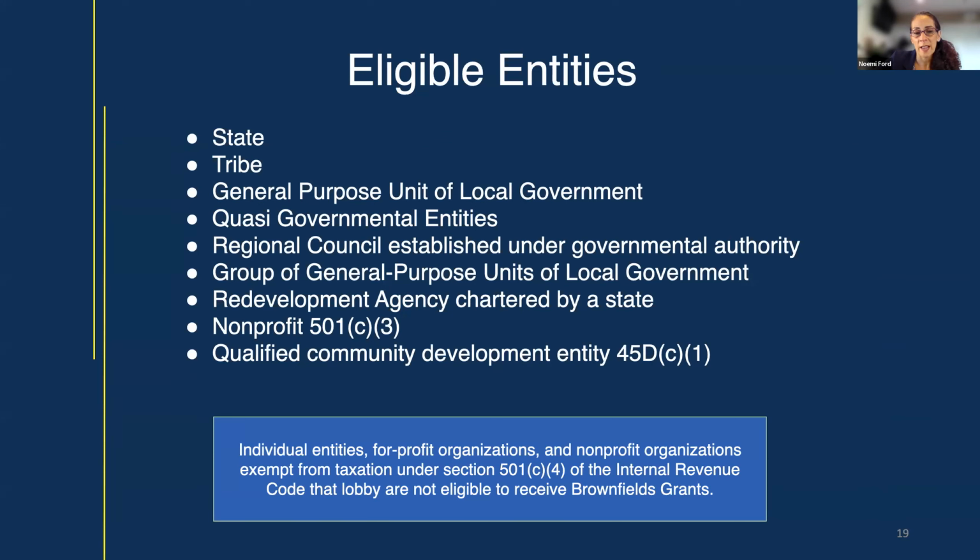For a nonprofit, it has to be a 501c3. For qualified community development entities, it's a 45 D. Individual entities, for-profit organizations, or nonprofits that have a taxation under the 501c3 are not eligible to receive Brownfields funding. Next slide.